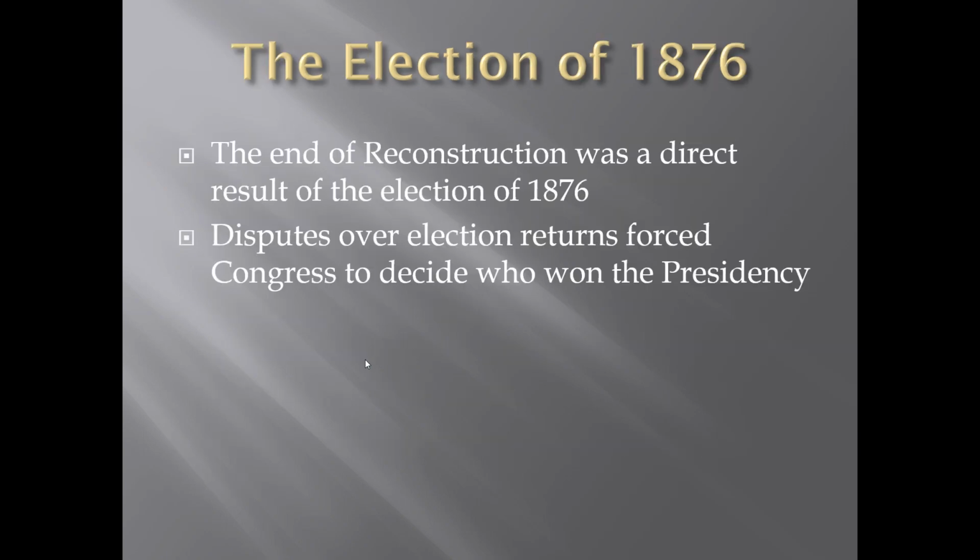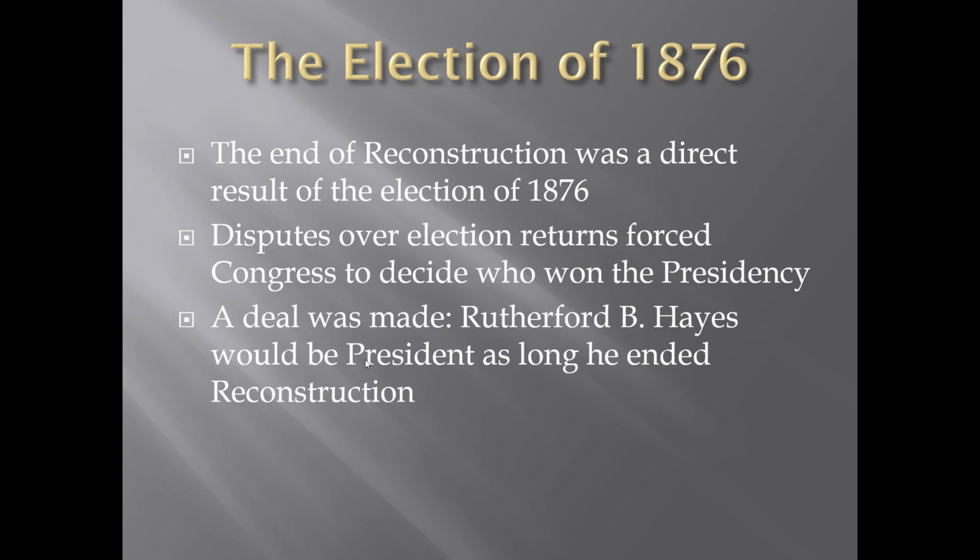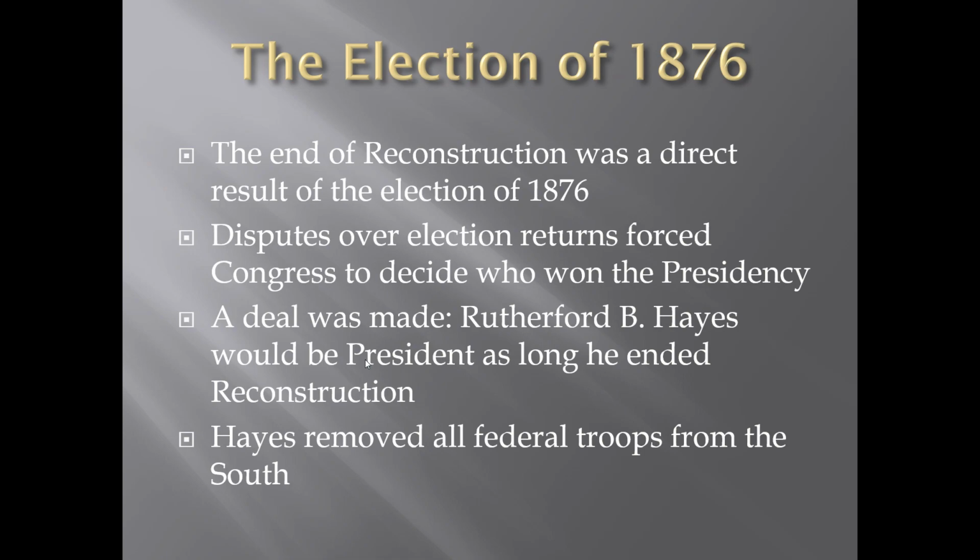Okay, so the election of 1876. This is really where historians say that Reconstruction ends. This is one of the few elections where there wasn't a clear winner, and Congress actually had to go back and look at the votes and then decide who won the presidency. There's a lot of shadiness that went on, but a deal was made that Rutherford B. Hayes would be the president as long as he ended Reconstruction. So one of the first things that he does when he becomes president is he removed all troops from the South and ended the military rule down there in the South.